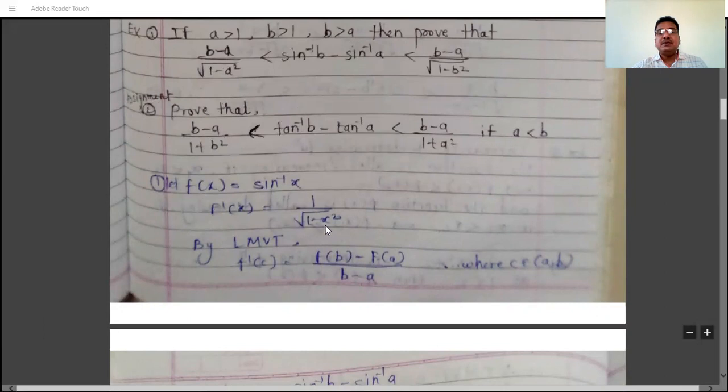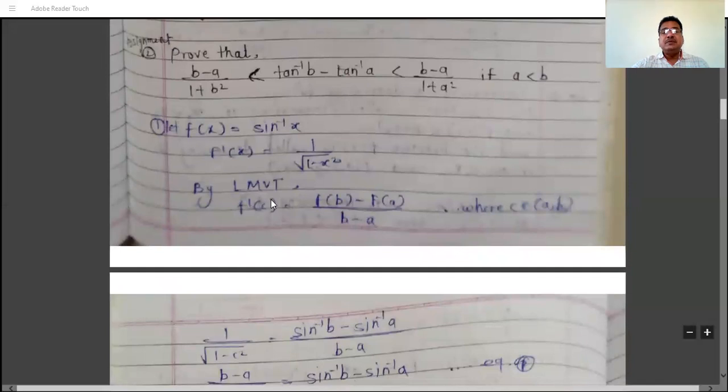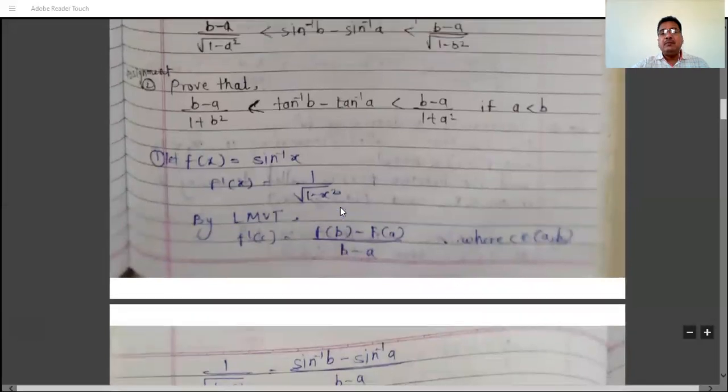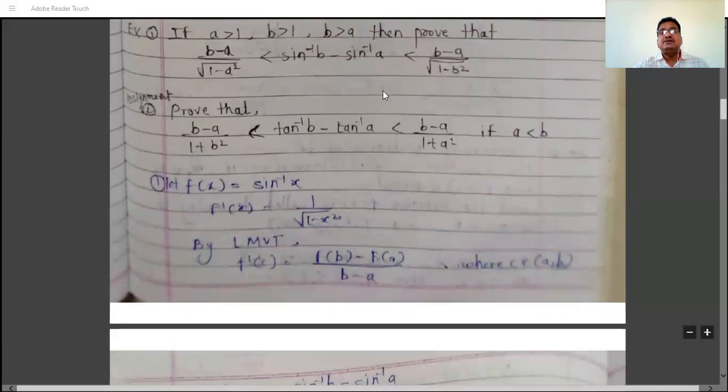And then f dash x is 1 by root 1 minus x square, the derivative of sin inverse x. In the second example, f(x) is tan inverse x and its derivative is what? 1 by 1 plus x square. Then by Lagrange's mean value theorem, f dash c is what? f of b minus f of a divided by b minus a. Actually, these are the examples on Lagrange's mean value theorem.